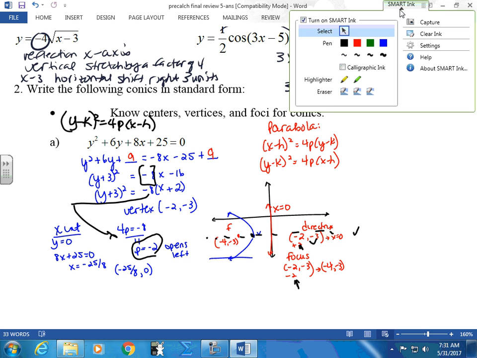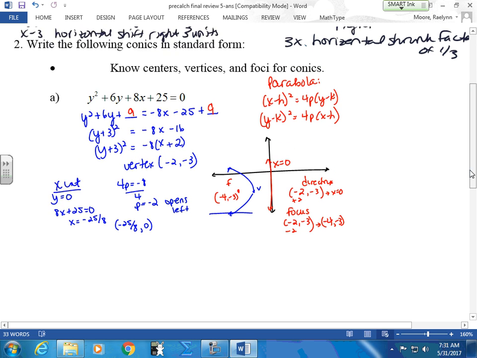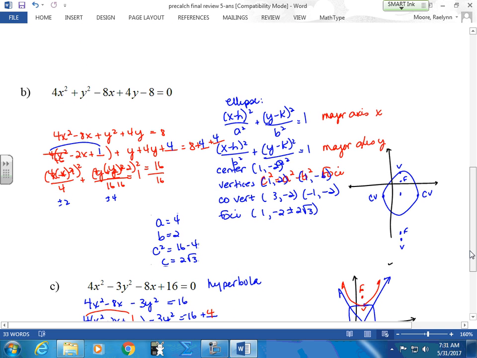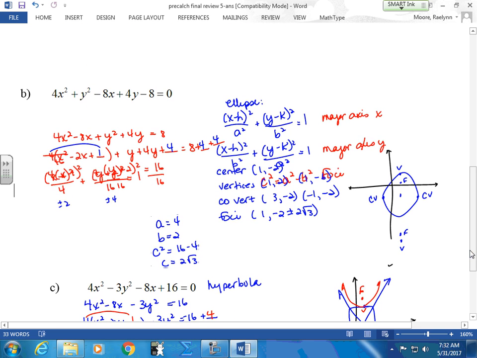Okay? I think this next one's a little bit messed up. So we know this is an ellipse. How do I know this is an ellipse? Two squares and they're the same sign. Even if I divide it by something, they're going to stay the same sign, and they can't both be negative. Their coefficients are different, so this guy is an ellipse.